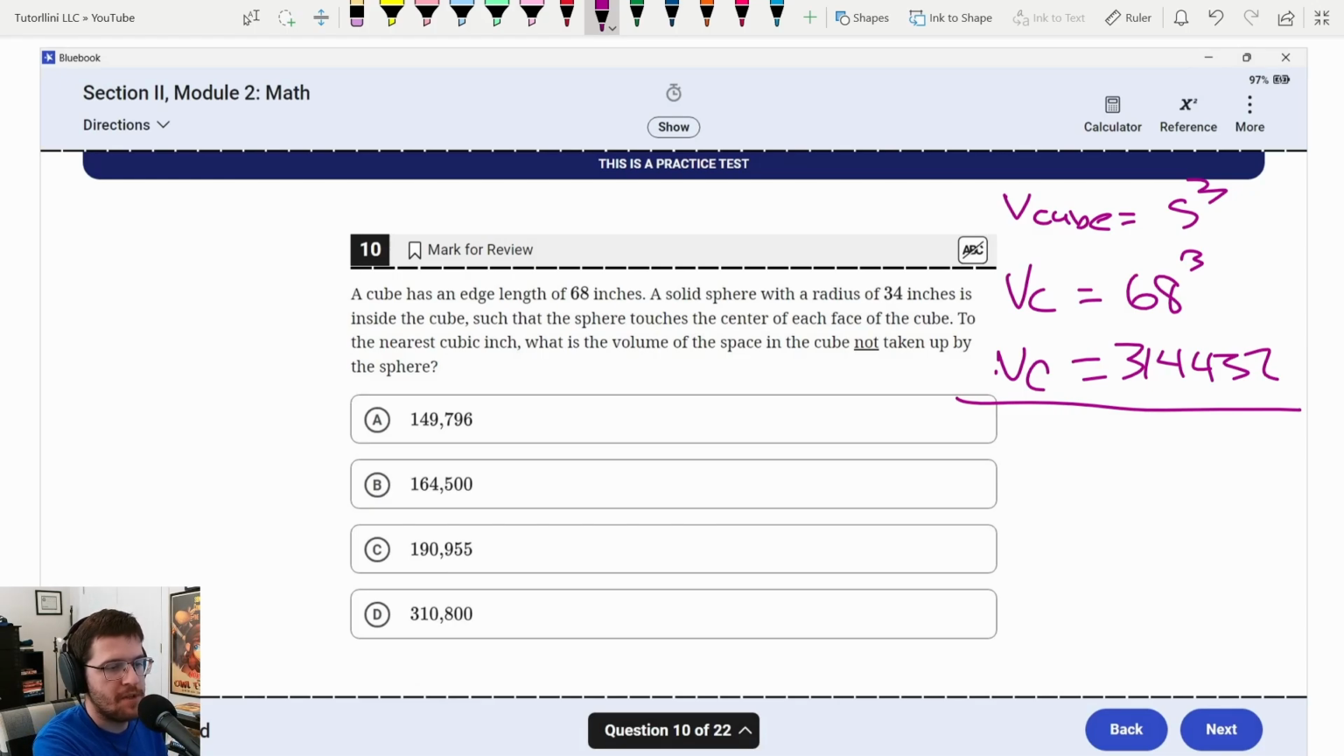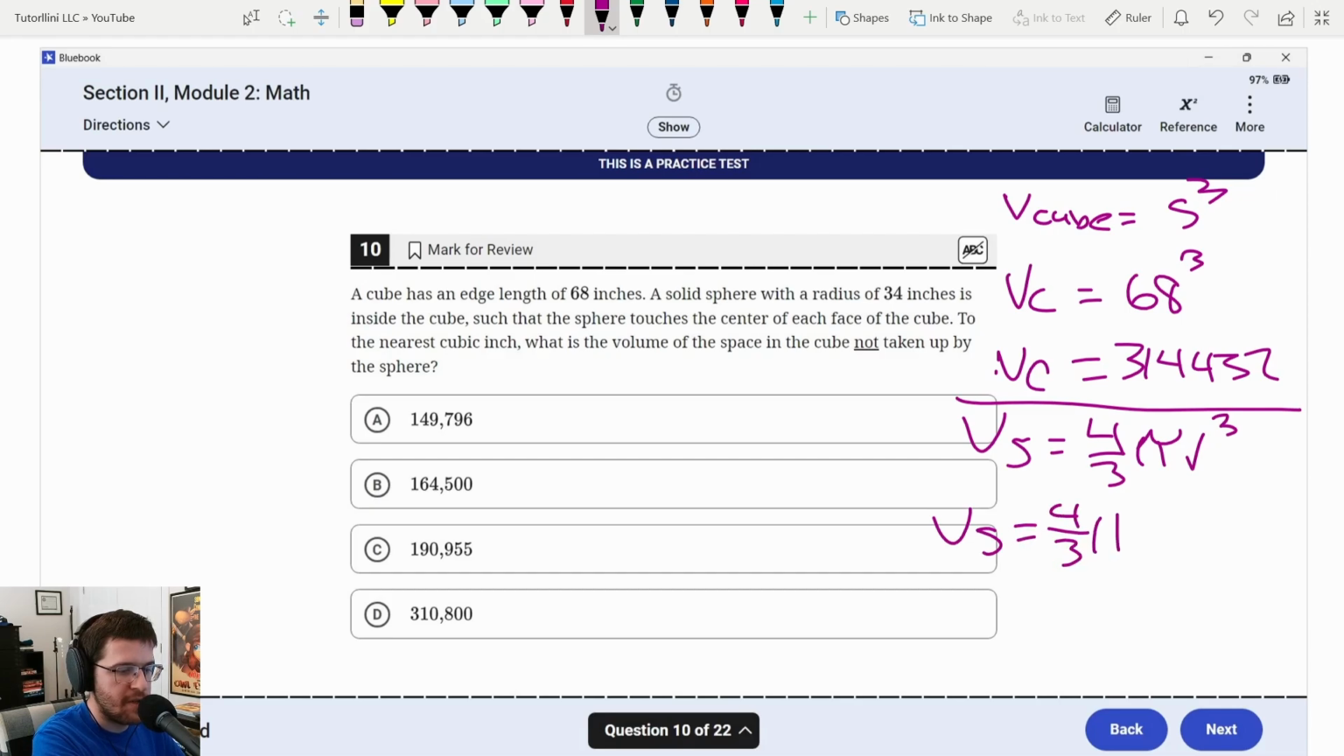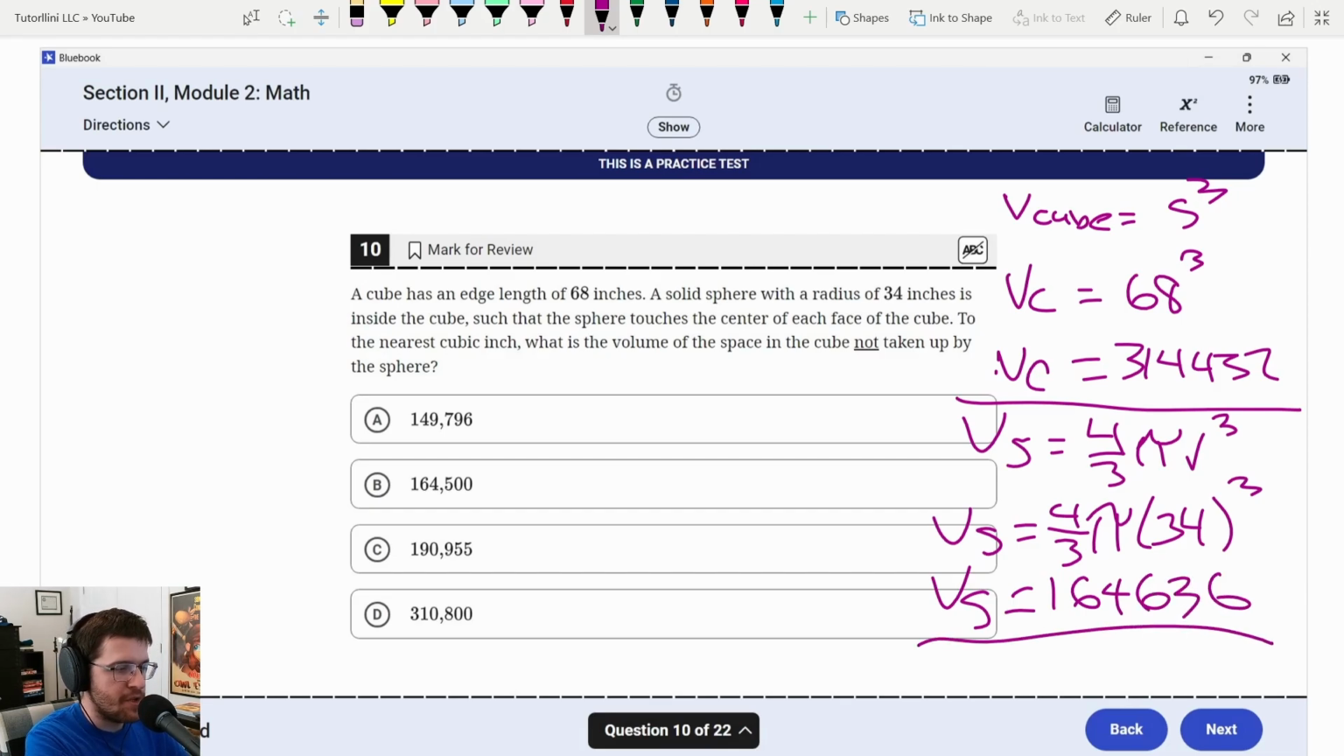And the volume of a sphere, that's actually on the reference sheet. I suppose you don't need to memorize that, is 4/3 pi r cubed. And I'm going to do 4/3 pi. They even tell us the radius. That's really convenient. 34 cubed. And let's see what that gives us. And then I might round it as well. Okay, I'm getting 164,636 about. And the sphere is inside the cube.